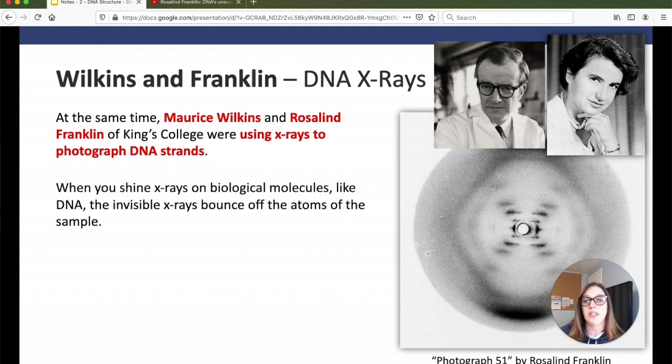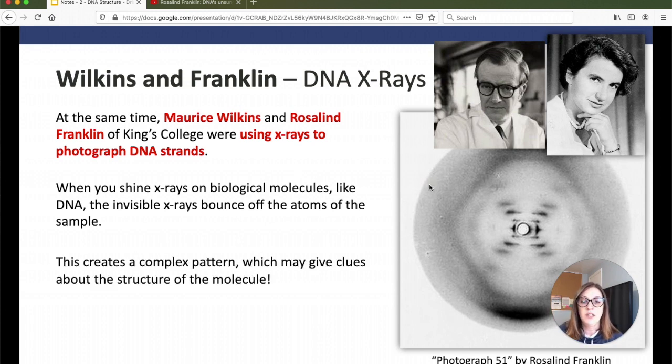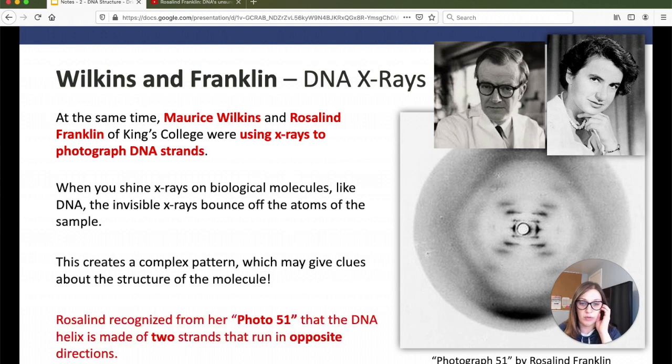And what they found is that when you shine X-rays at a biological molecule, the invisible X-rays bounce off of the atoms to create kind of a shadow where there is an atom present. So this creates a complex pattern in the photograph, which gives clues about the overall shape of that molecule. Here's that kind of broken down.